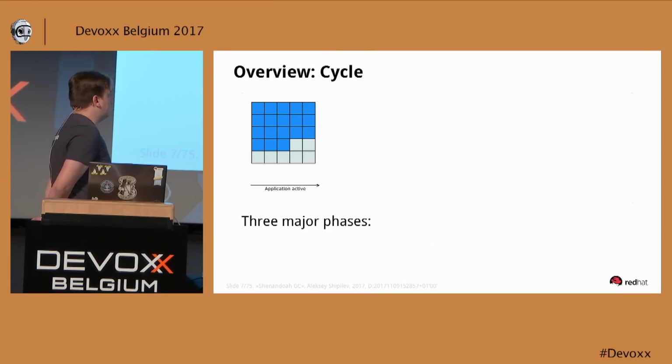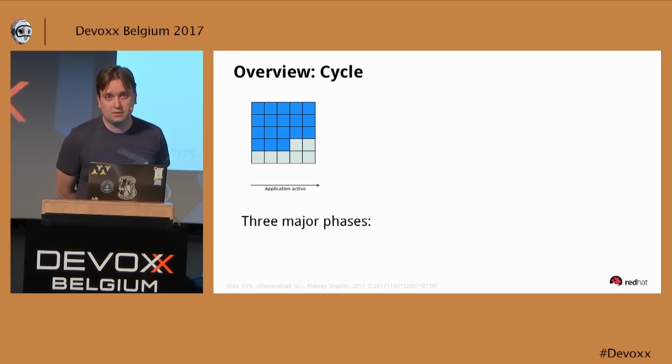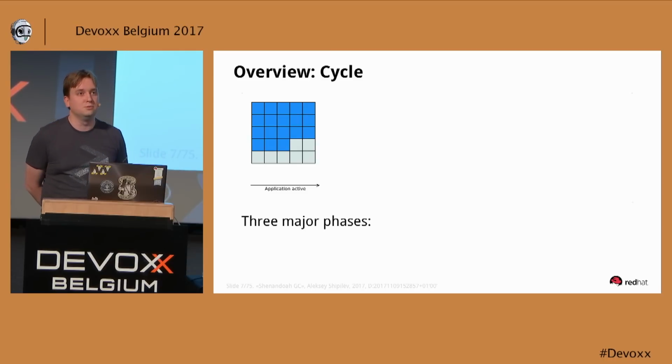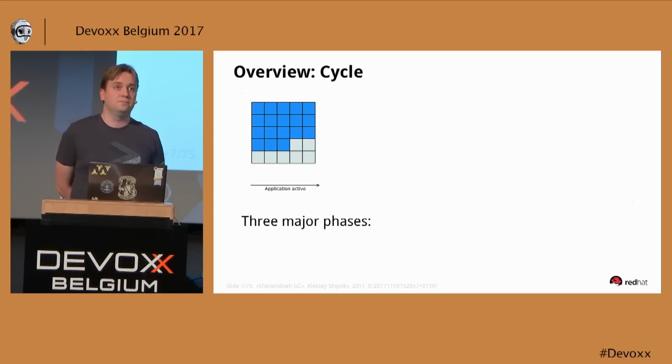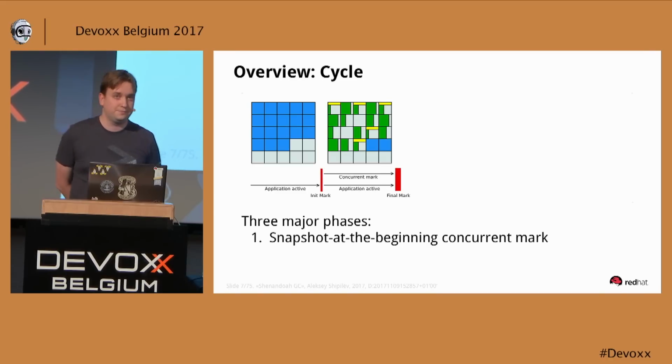If we look at the GC cycle that happens in Shenandoah, it has 3 major phases, and they go like this. Suppose you have the application and it allocates something in the heap. The blue things are what the application has allocated. At some point, GC decides that the memory is running out, and it's time to do the GC. So the first major phase in the GC cycle is concurrent mark. Concurrent mark has 2 pauses, before and after it. We will talk about why.